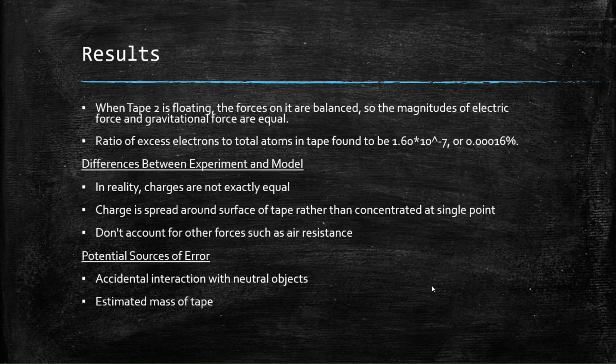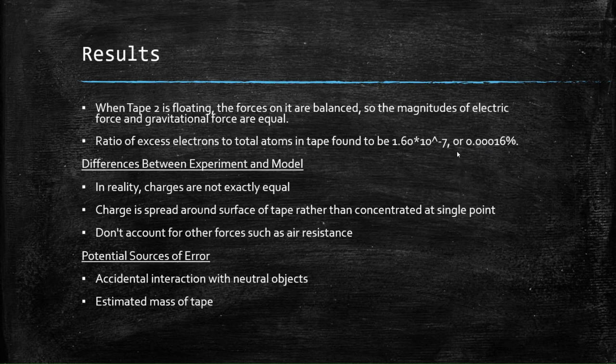And for the results, I found that when tape 2 is floating, the forces on it are balanced, so the magnitudes of the electric force and gravitational force are equal. I found that the ratio of excess electrons to total atoms in the tape was 1.60 times 10 to the negative 7th, meaning that 0.00016% of the atoms in the tape released electrons.